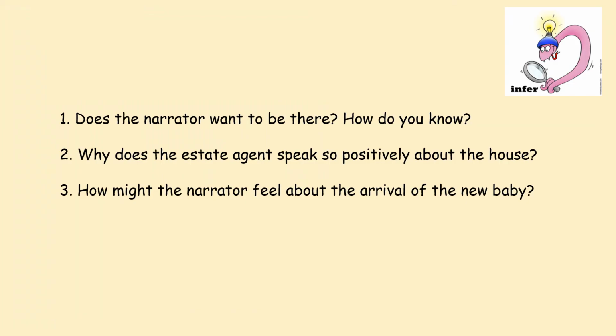Okay, so you now have 3 inference questions on the screen in front of you. Number 1 says, does the narrator want to be there? How do you know? So remember, when we are answering inference questions, it's really important that when we give a point, we provide some evidence with it from the text. Okay. Number 2, why does the estate agent speak so positively about the house? You might need to think about the job of an estate agent and what they are paid to do. Number 3, how might the narrator feel about the arrival of the new baby?